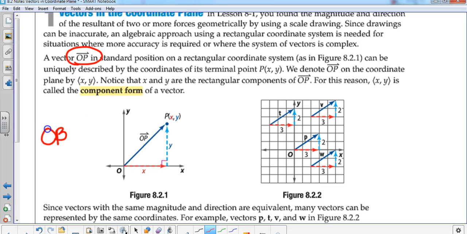They're also going to use this notation, that's supposed to be a P, to talk about a vector that goes from O to P. And they're going to talk about the fact that when you know it has components of over 3 and up 2, it could actually be anywhere.